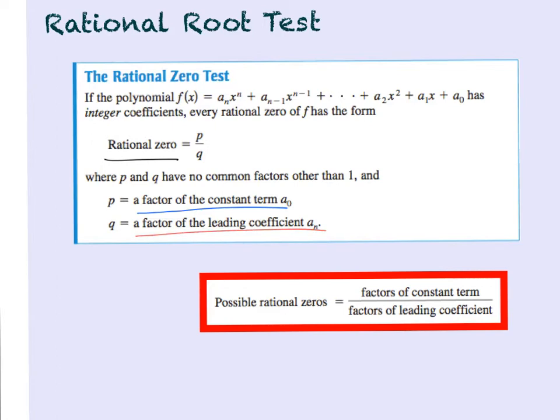Let's freestyle one. Let's say I have f of x equal to 2x cubed minus 8x plus 6. Why not? My P's would be my factors of my constant term. So how would I get to 6? What are the factors of 6? 1 and 6. Good. What else? 2 and 3. What else?